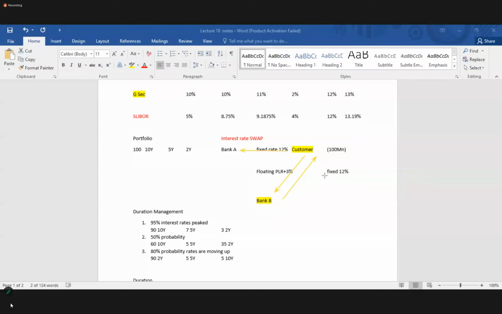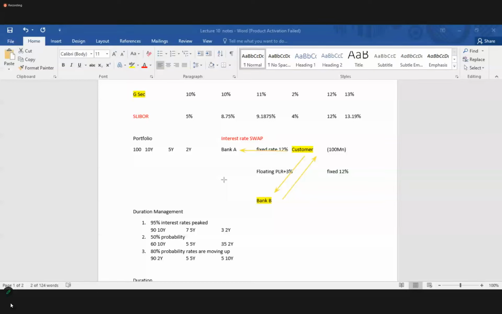The interest amount is computed using the notional times fixed 12% here, notional times PLR plus 3% here, and they exchange the cash flows, or they net out the two and exchange the residue. On top of that, the customer pays fixed rate 12% on 100 million to bank A.